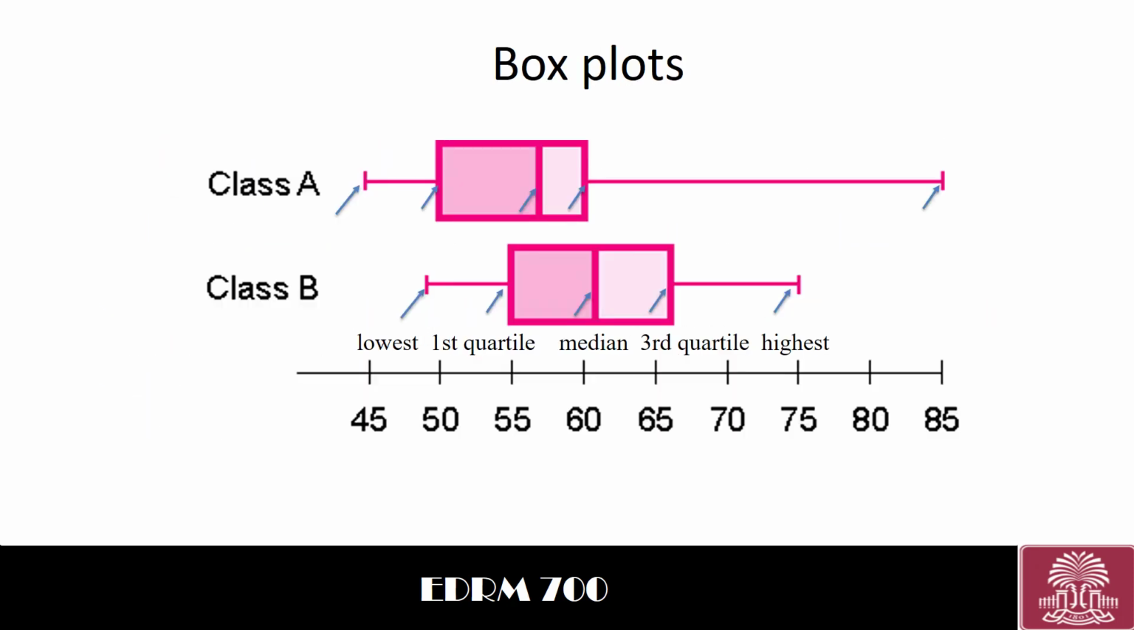Here is an example of box plots for Class A and Class B. You can see some basic information regarding the scores in two classes. For instance, the highest score of Class A is 85 and the highest score of Class B is 75.